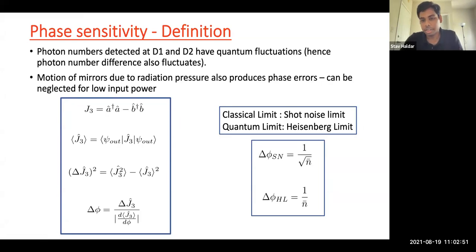There is also the radiation pressure error, which was also talked about. But if the input power is not very high, then that error can be mostly neglected. Also, if the target object and the mirrors are very heavy, then that error can be neglected.